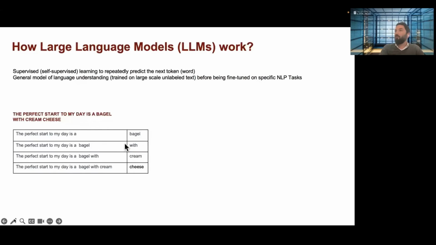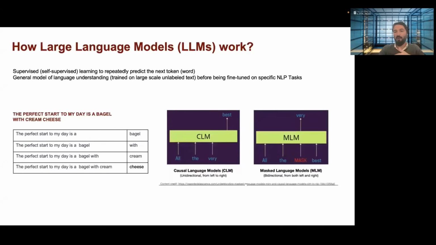2 months. After reading for 2 months, we ask these foundational models to check how the reading went. We expect them to predict the next token, which is the word. For example, the perfect start to my day is a bagel with cream cheese. So after reading this 100 times, bagel with cream cheese became a thing. So it autocompletes the rest. Think about a human brain right now. If I ask you what happens in Vegas, how would you complete the sentence?